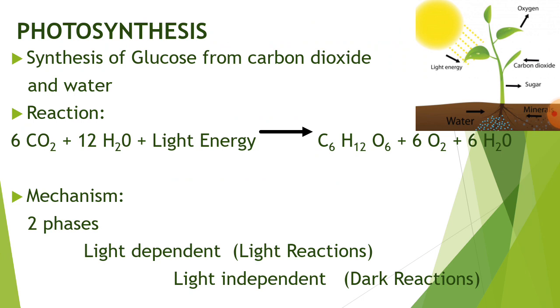Photosynthesis. Photo means light and synthesis means to form. So, in the process of photosynthesis, the green plants form glucose. It is a process which involves synthesis of glucose from carbon dioxide and water. You all know the reaction of photosynthesis in which carbon dioxide and water join in the presence of light and chlorophyll and they form glucose, oxygen and water.